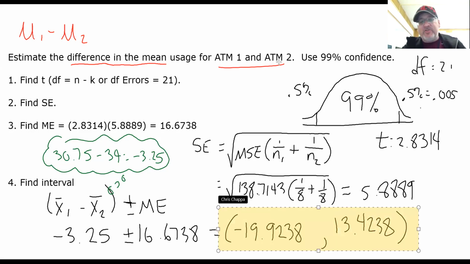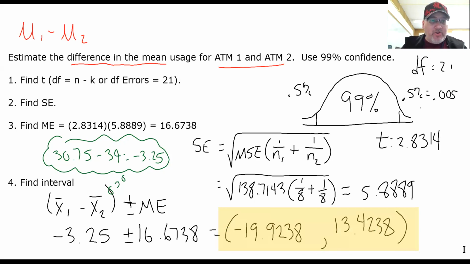We're estimating the difference in the two mean usages of the two different ATMs. But we're not just going to get the answer, we're going to figure out what it means. Because remember, at the end of an ANOVA test, if you said at least two population means are different, you're looking for evidence to suggest that that might happen. But notice that this interval starts negative and ends positive. Any such interval must contain the number 0.